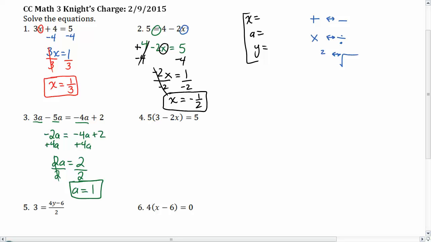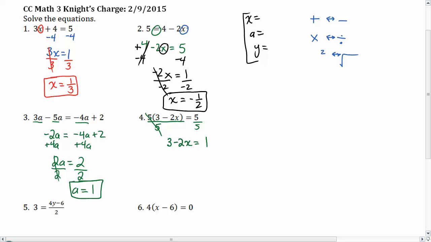Well, one thing that you may try to decide to do is to distribute your 5 first to both. That wouldn't be a bad idea. But since right now it's 5 times everything that's in parentheses, it's going to be a little bit easier if you just divide by 5 very first. Okay, so if you thought of doing it a different way, that's totally fine. Dividing this by 5, though, you get 3 minus 2x equals 1.